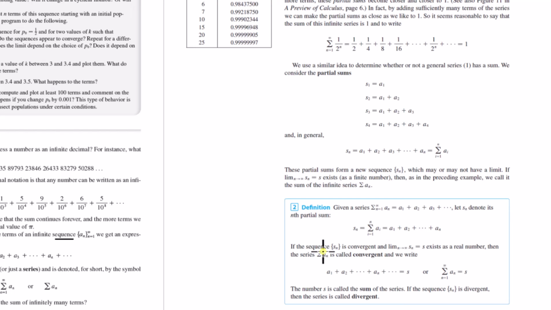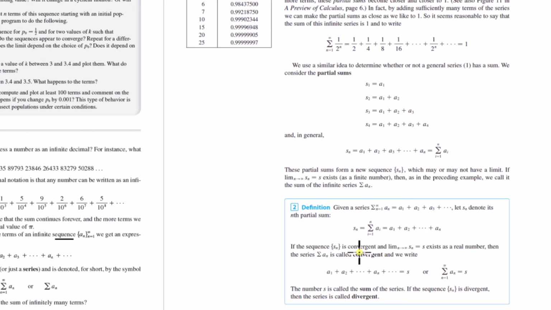Okay, if the sequence S sub n, and I know this is confusing, we're switching between sequence and series, and okay, if the sequence S of n is convergent and the limit as n approaches infinity of S of n is equal to S exists as a real number. And so we'll have to see as we go, but I was under the impression that if S of n is convergent, then the limit of the S of n sequence exists.